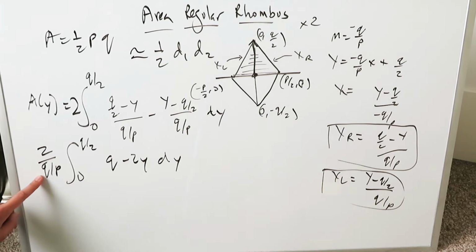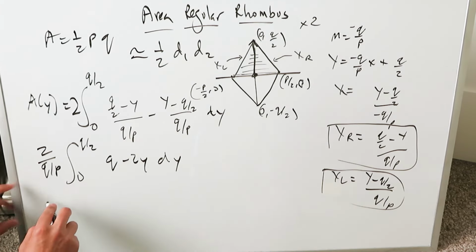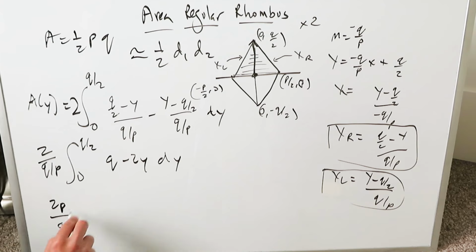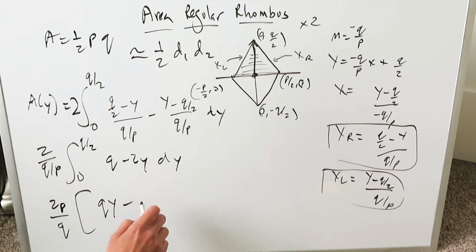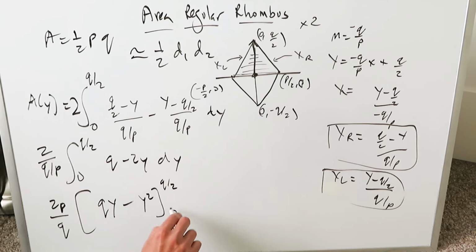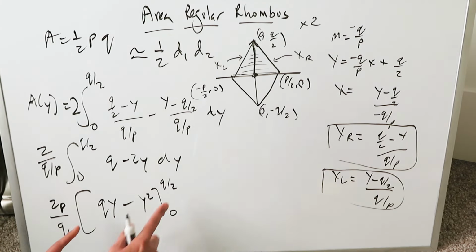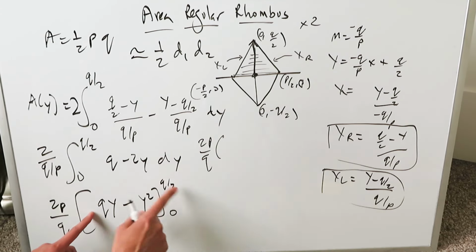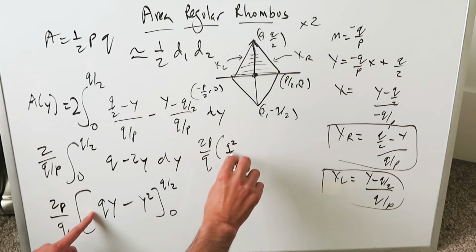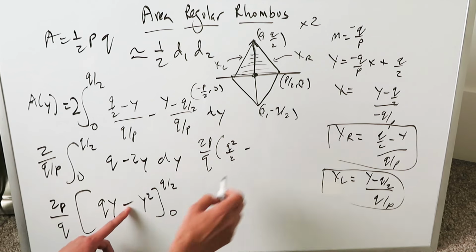Integrate this. Now flip this fraction around. 2 divided by Q/P is 2P/Q. Your antiderivative with respect to y is Qy minus, from here it's easy, you know the antiderivative is y to the n plus 1 divided by n plus 1. The 2's will cancel out, you just have a minus y squared. You're looking here from 0 to Q/2. Don't put 0, 0 is meaningless. You're putting Q/2. Q times Q/2 is Q squared over 2, minus Q squared over 4.